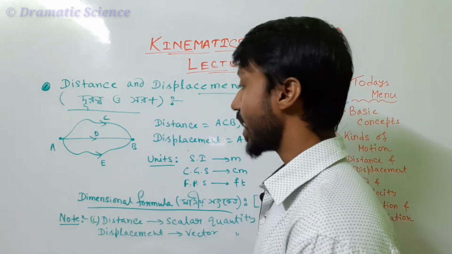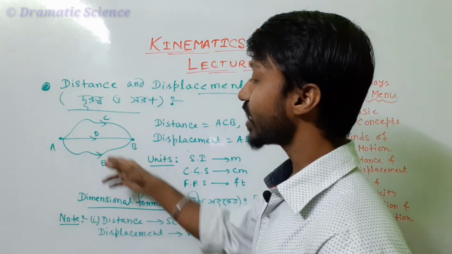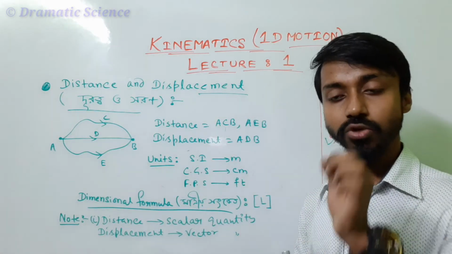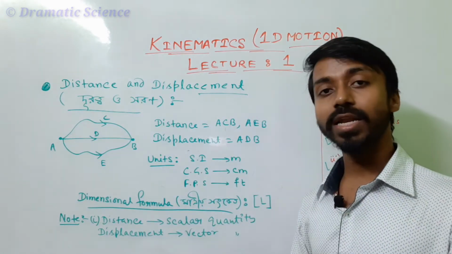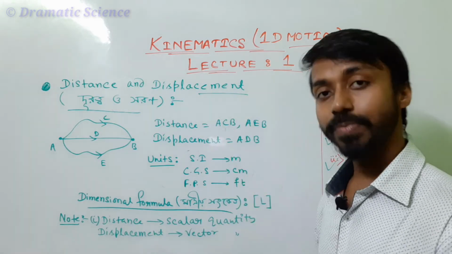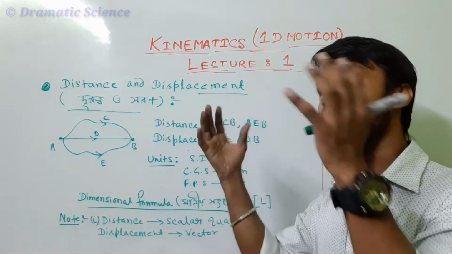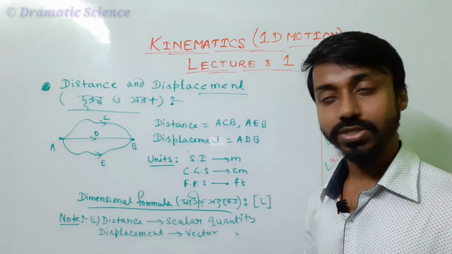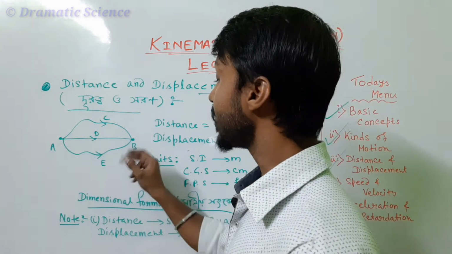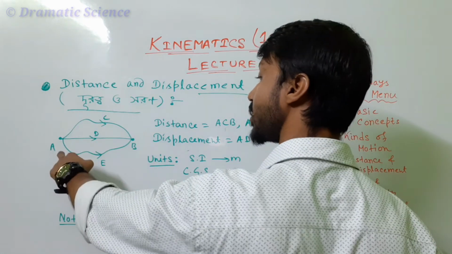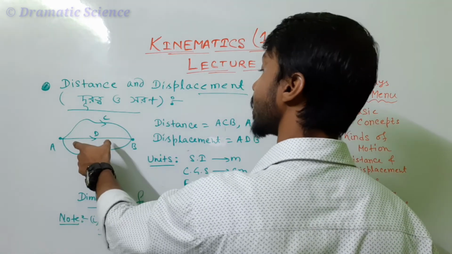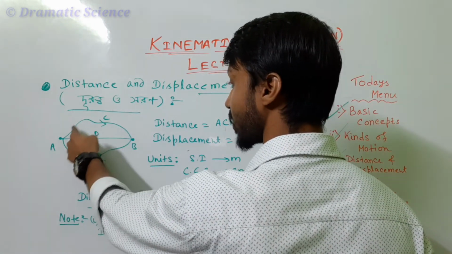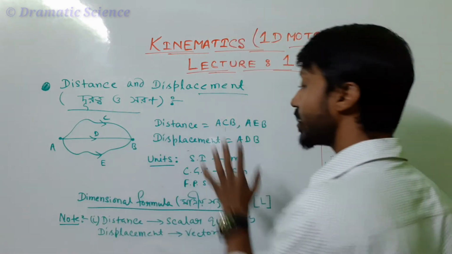the particle, and from this 3 trajectory the straight line distance between initial and final point is called displacement, and all other measured values are called distance. That means ADB is a straight line from initial to final point, that's why this is displacement, and all other trajectory, that is ACB, AEB are called distance.